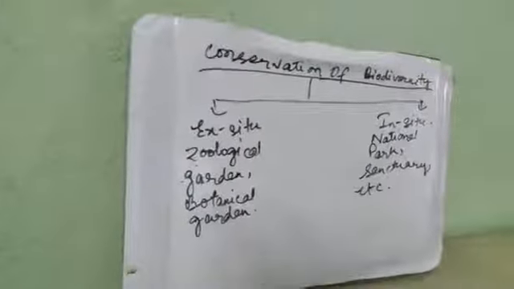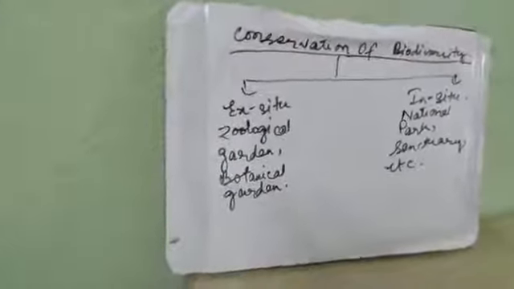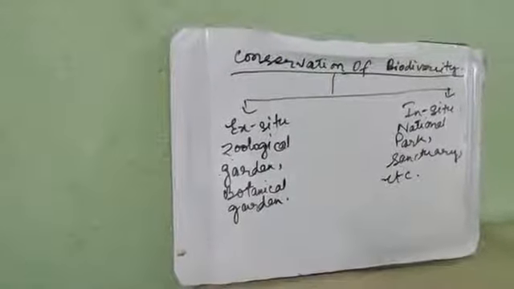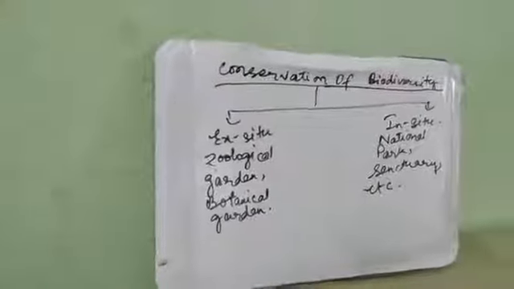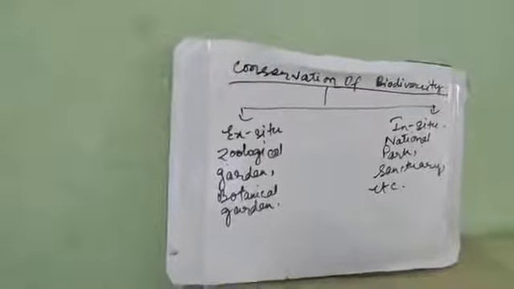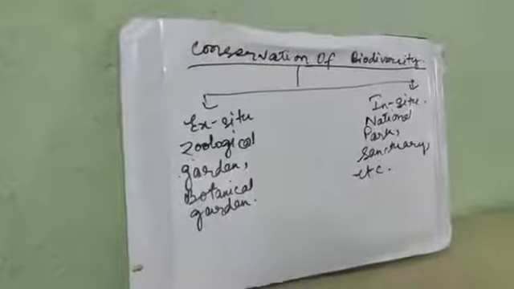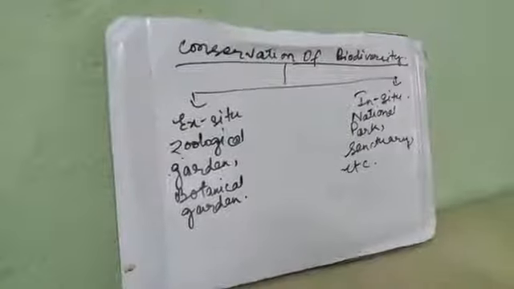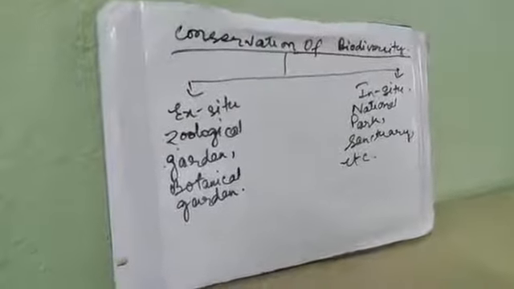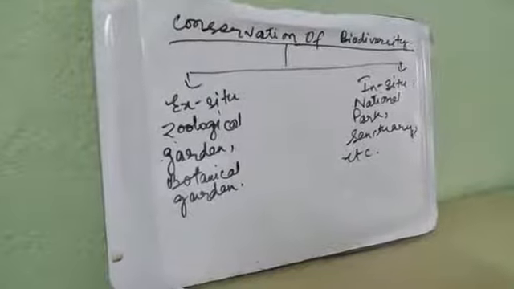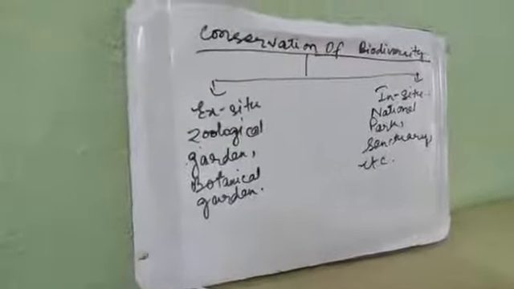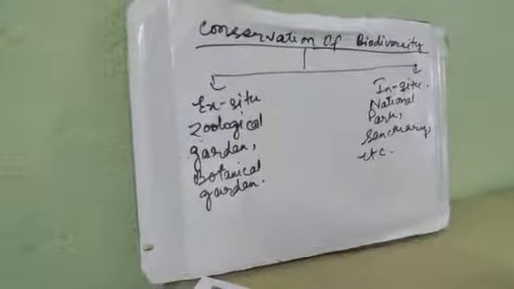Now there is a chart in your book containing the different methods of in situ conservation. There is a table. You will learn that table. And there is another thing, the different methods of ex situ conservation. You will read the examples from there. Like zoological garden example is Alipur Zoological Garden. Botanical garden example is Shivpur Howrah Botanical Garden. These examples you will read.